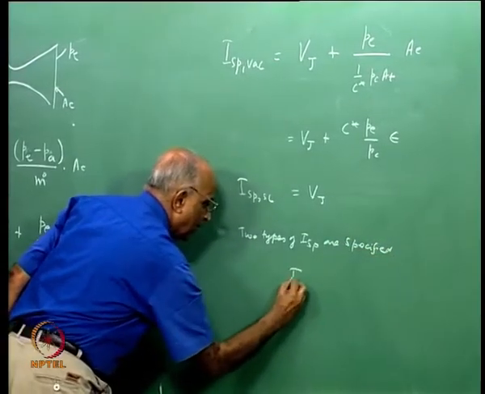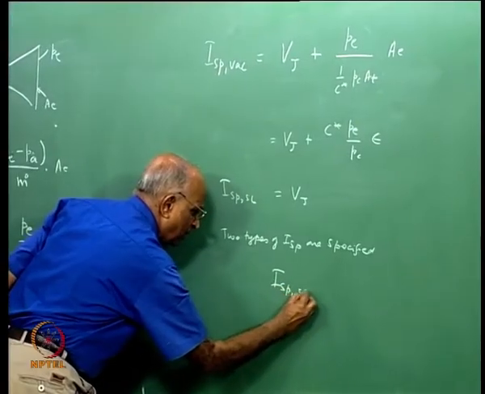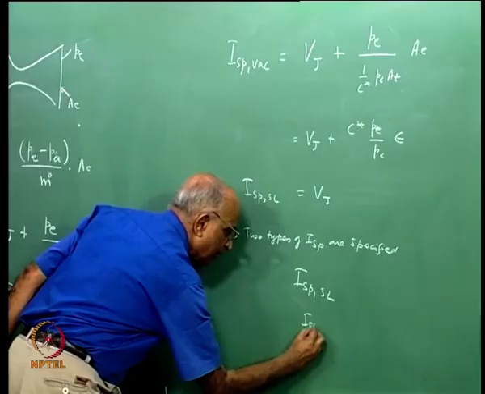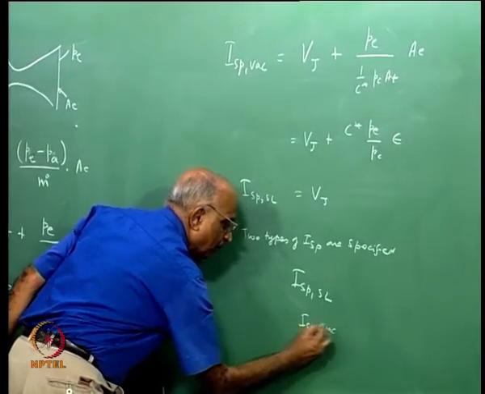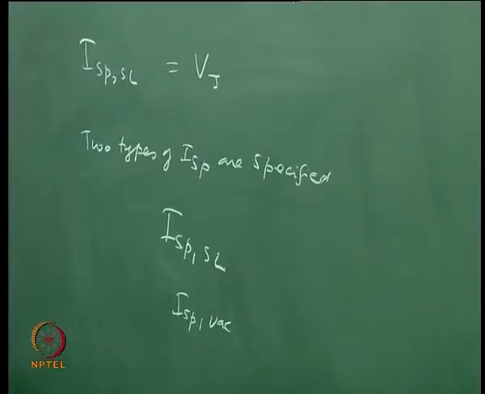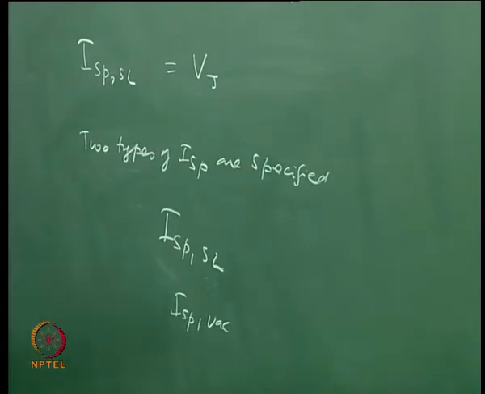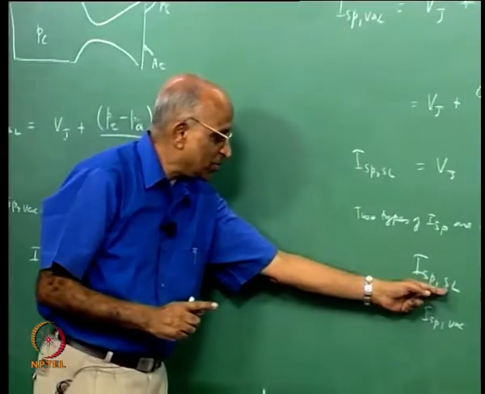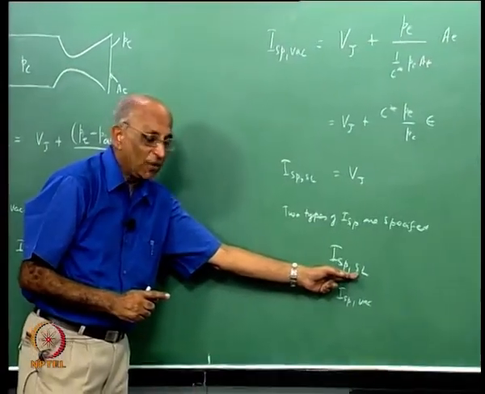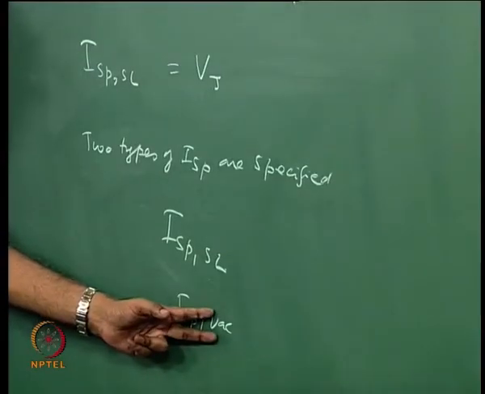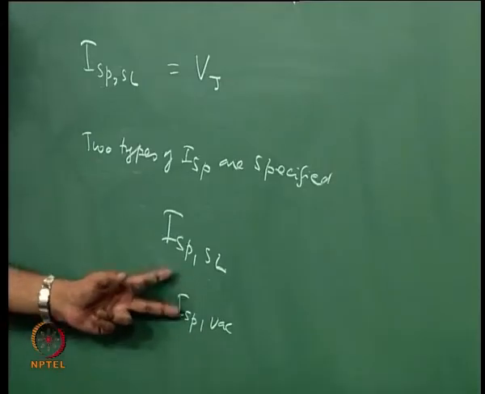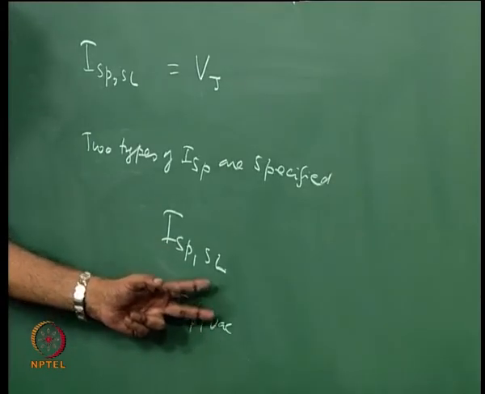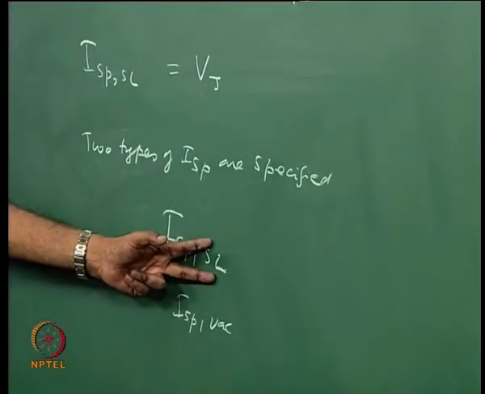One is ISP corresponding to sea level, and the second is ISP corresponding to vacuum. Therefore, whenever we say a rocket, somebody may give ISP at sea level, but we must be careful what he is specifying. He is specifying sea level, which is a lower value, whereas somebody may specify with respect to vacuum. Therefore, there are two ways of specifying the specific impulse, either a vacuum specific impulse or sea level specific impulse.